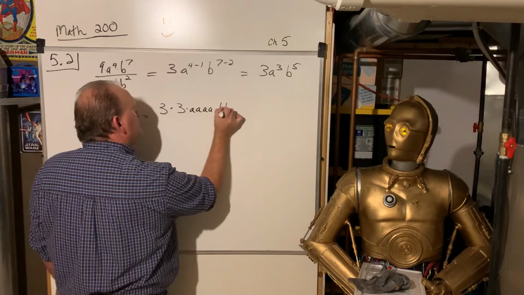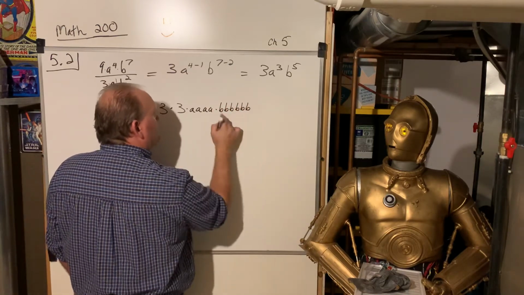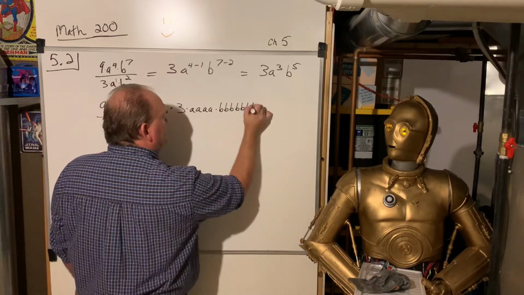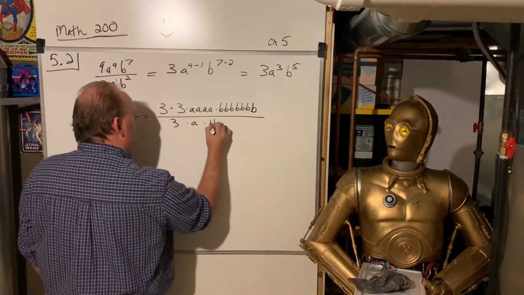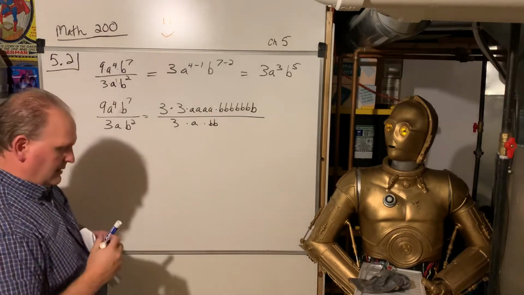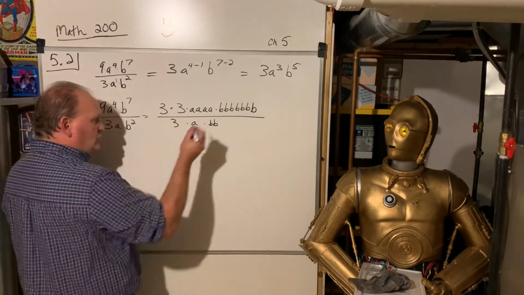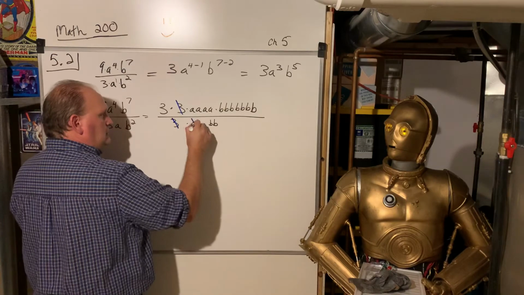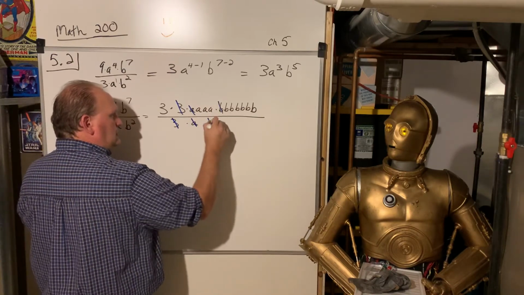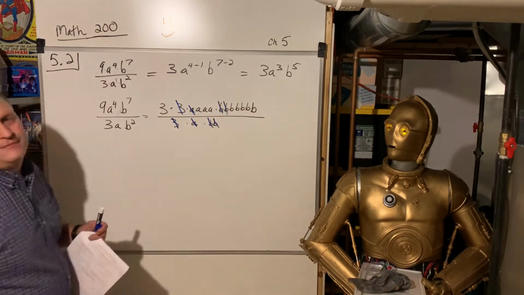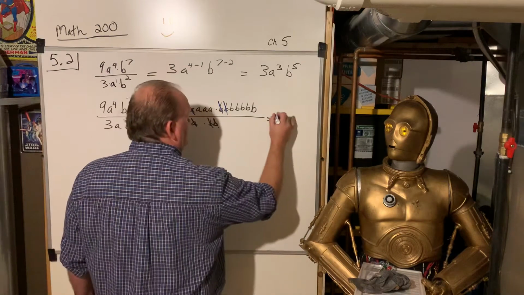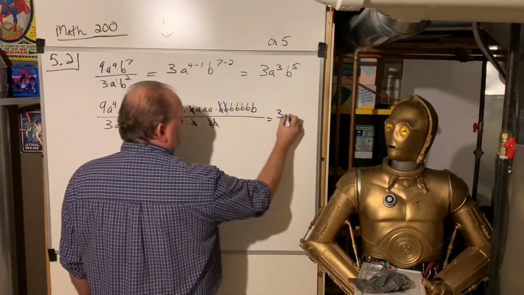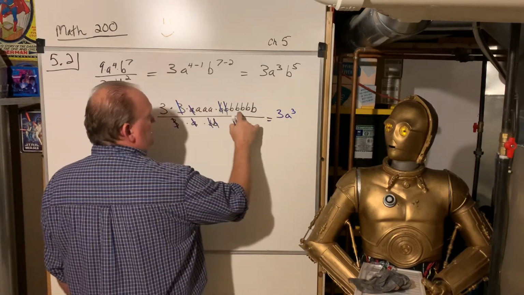A, B, B, B, B, B, B, B, 1, 2, 3, 4, 5, 6, 7, over 3, A, B, B. All right? And I'm going to pull out my blue lightsaber. We cancel anything that's exactly the same on top and bottom. And so we end up with 3, A to the 3rd, B to the 5th.